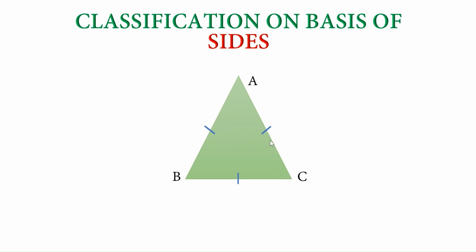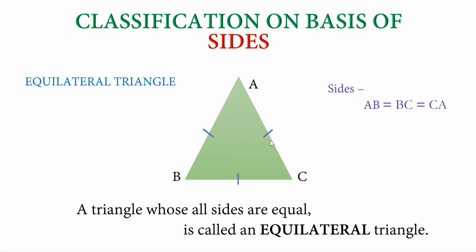If all three sides are of equal length, then we call it an equilateral triangle.